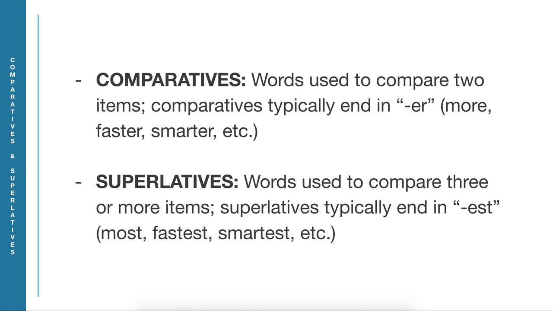Now, the important thing to remember with comparatives and superlatives is we have to be very strict about their usage. If we have a sentence that only compares two items, we have to use a comparative. We cannot use a superlative. Similarly, if we have a sentence that compares three or more items, we have to use a superlative. We cannot use a comparative. Let me show you some examples of that.